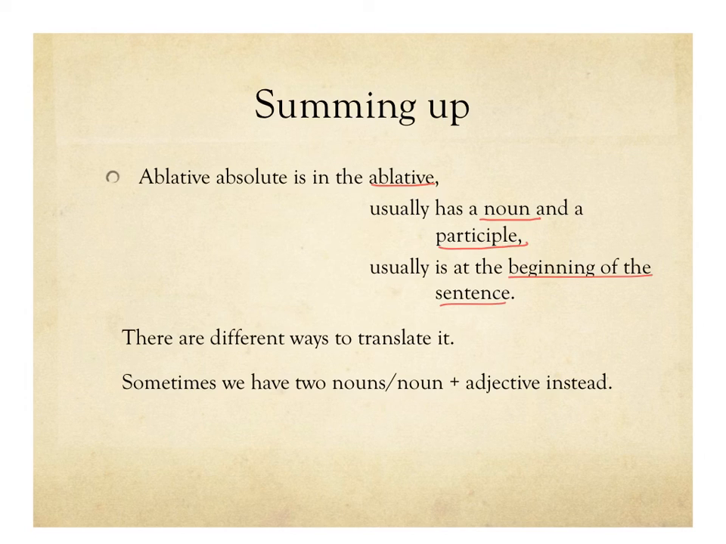There are different ways to translate it. If we use the word "with," we will never go wrong, but we can sometimes use words like because or since, when, while, after, although, depending on the context. Sometimes, instead of having a noun plus a participle, we will have two nouns, or sometimes a noun and an adjective. And in that situation, we have to add the participle of the verb to be, "being."